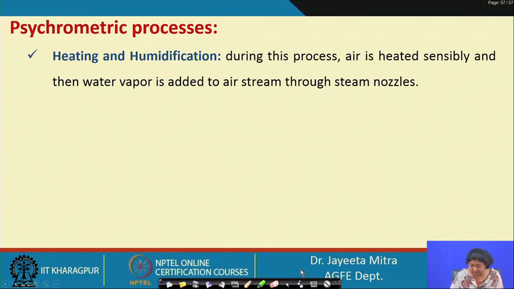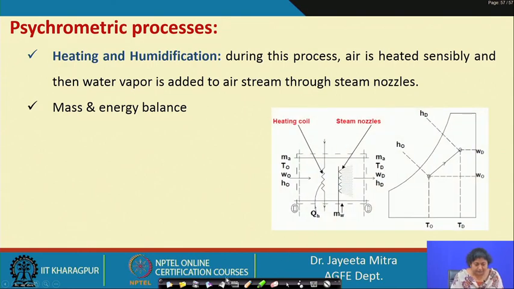But since the psychrometric chart deals with all the required operations, we are just giving an understanding of how we can calculate. So, then heating and humidification.